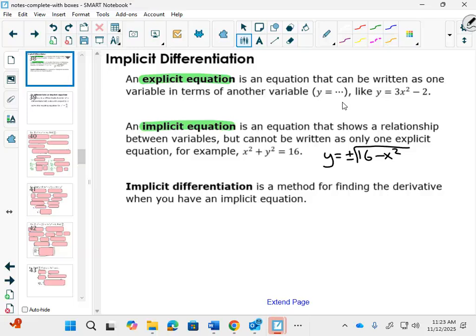So some things cannot be written as explicit functions. It's impossible to do that because they have more than one option. But you could consider all of the options. And so we have something called implicit differentiation to help us figure that out. We just watched a video, and I'm going to show you another way of thinking about the same thing from the video.